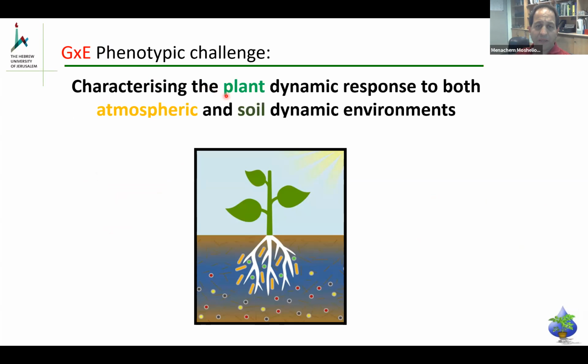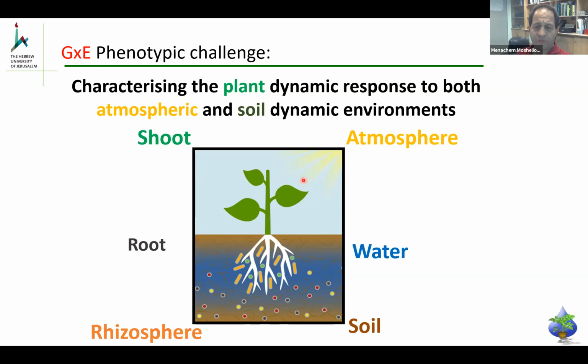Before I address these questions, I would like to address the challenges we have when phenotyping plant-environment interactions, also known as G by E, genotype by environment interaction. This is the biggest challenge we have, to phenotype the plant response to the environment, and I would like to explain why. When we look at the plant, even under well-irrigated conditions, the plant always senses many dynamic differential conditions. For example, the atmosphere.